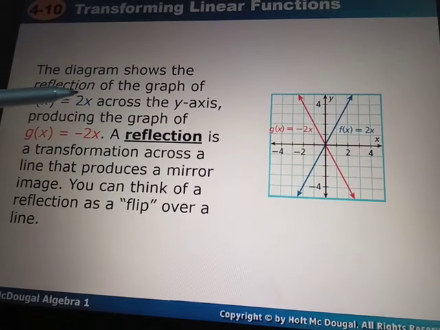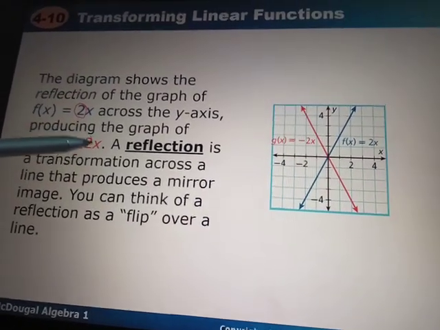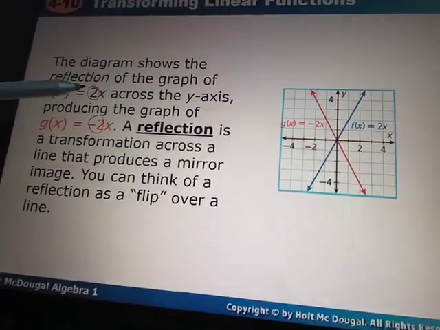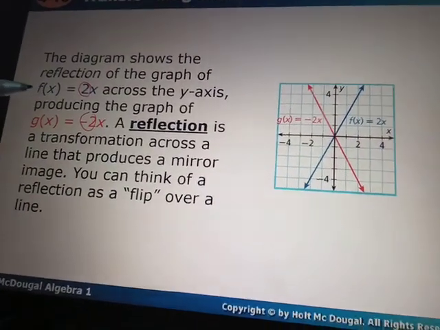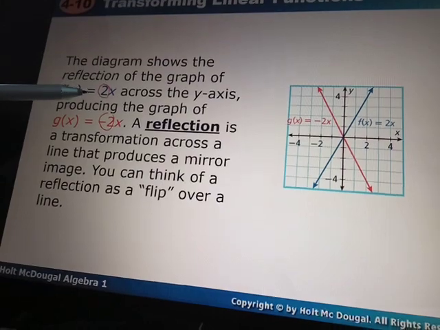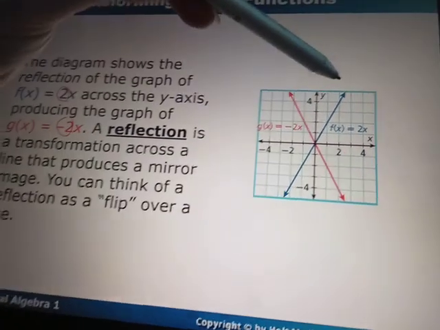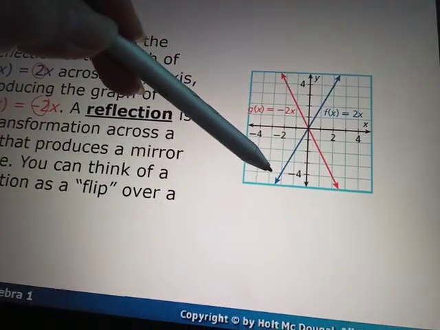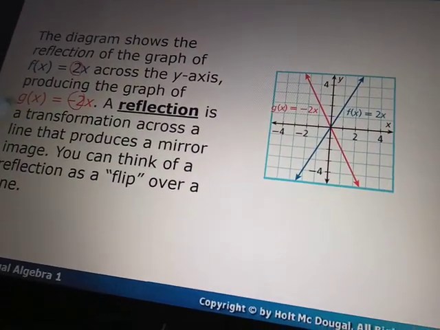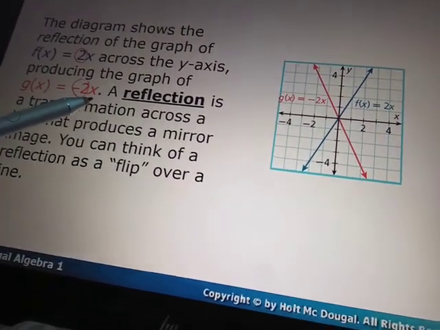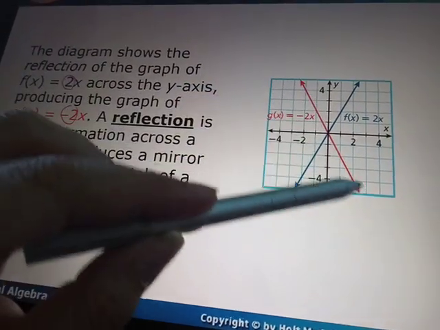Look at the slope. If the slope is multiplied by -1, it's a reflection. So look at this function, f(x) = 2x. This is the blue one. f(x) = 2x. And what is the second one? g(x) = -2x. This is -2x.